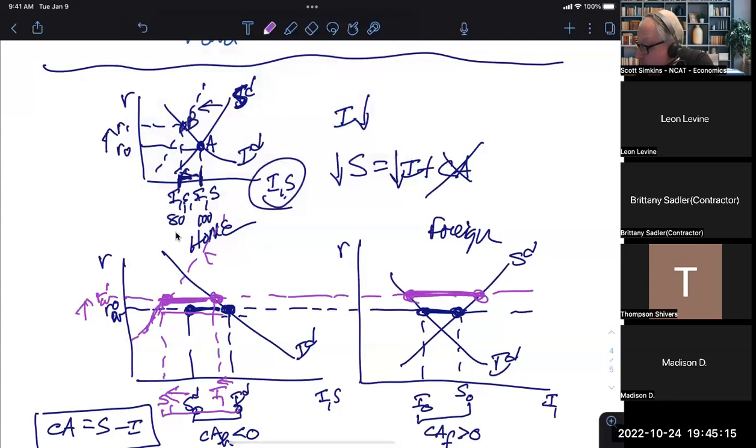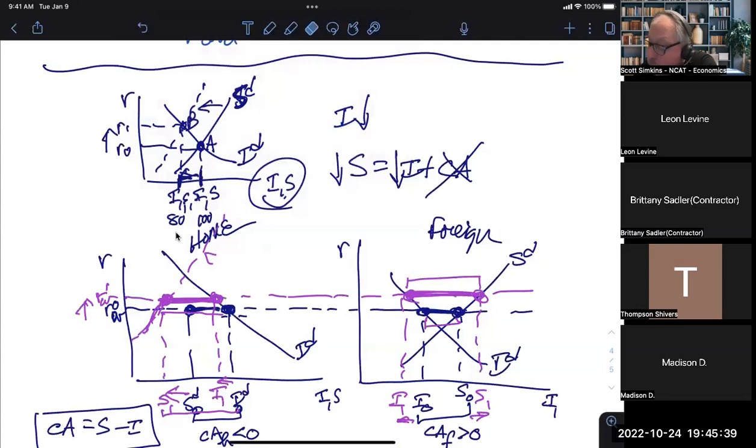But we can tell over here because of the higher real interest rate, saving's gone up, investment's gone down. We can see that this distance is bigger than that distance, and that's the current account. The current account surplus has gotten bigger over here, so the deficit had to have gotten bigger over here. This purple distance is bigger than that blue distance, right?